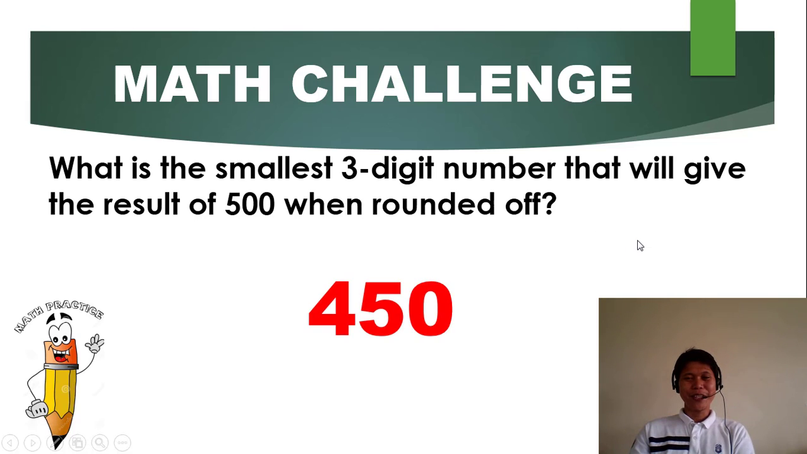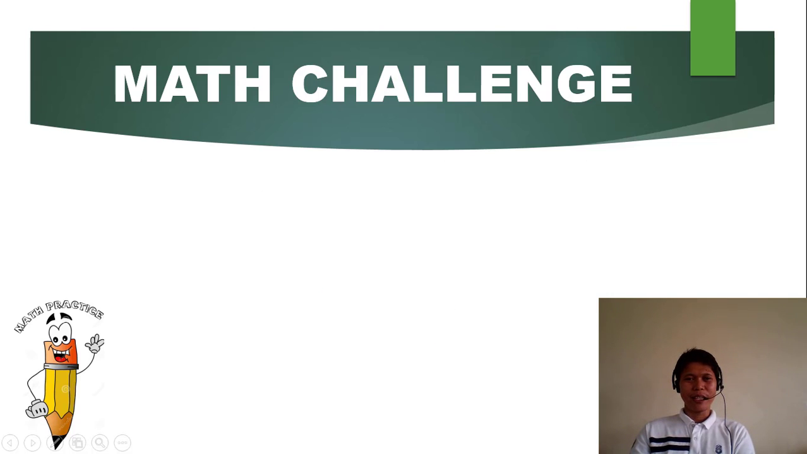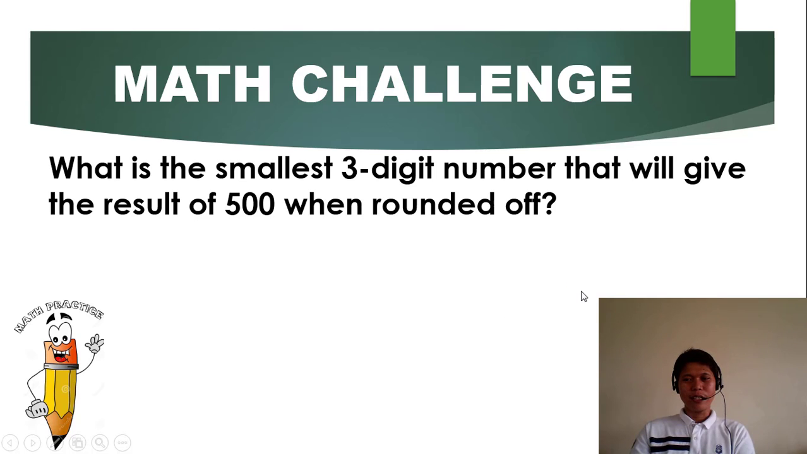Okay, so the correct answer is 450. Did you get the correct answer? You might be wondering, how did we come up with 450? So let's take a look at the problem step by step. Number 1, we are looking for the smallest three-digit number. So since the condition is a three-digit number, then we can write 3 blanks. And we are going to put digits here so that we can satisfy the given condition.